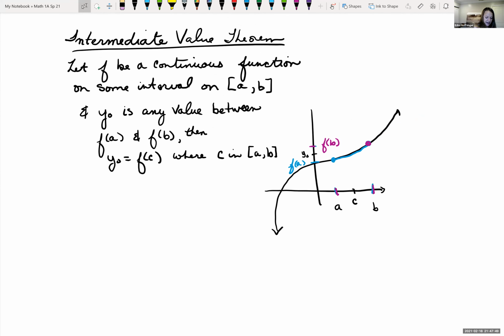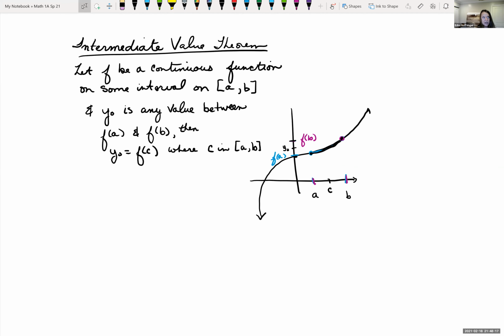Okay, so again, if it's a continuous function, we're going to look at our smallest y value and our largest y value for that continuous function. And any y value that falls in between this interval, because it's continuous, there must exist some value that falls between a and b that would give us that y value. So really where this could be helpful is for finding intercepts. I also want to say one other thing though, because it's possible that there might be multiple c values that give us that same y value.